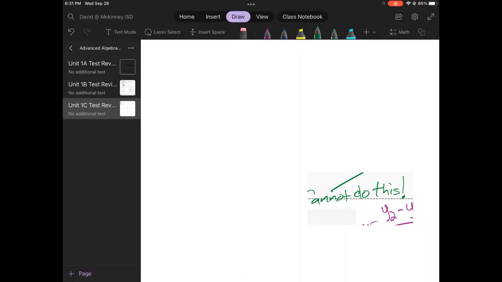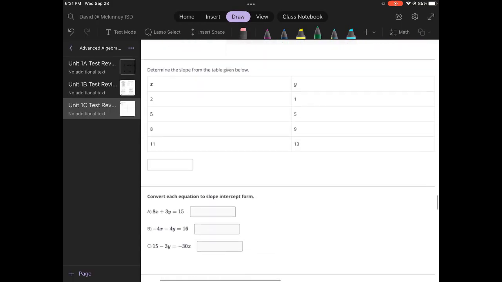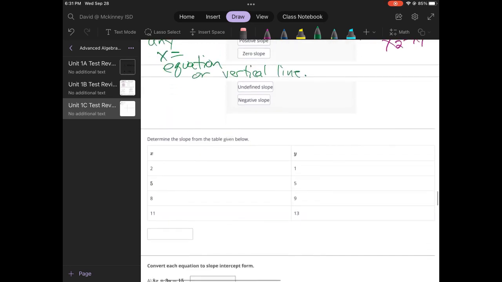Question 7. Question number 7 gives us a table, and it asks us to determine the slope of this line given a table of values. The important thing to note about a table of values, whether it says x and y or x and f of x, it's just giving me a series of ordered pairs. When x is a 2, y is a 1, that's the ordered pair 2, 1. Same thing for the next one there. 5, 5, that's a point. 8, 9, 11, 13.